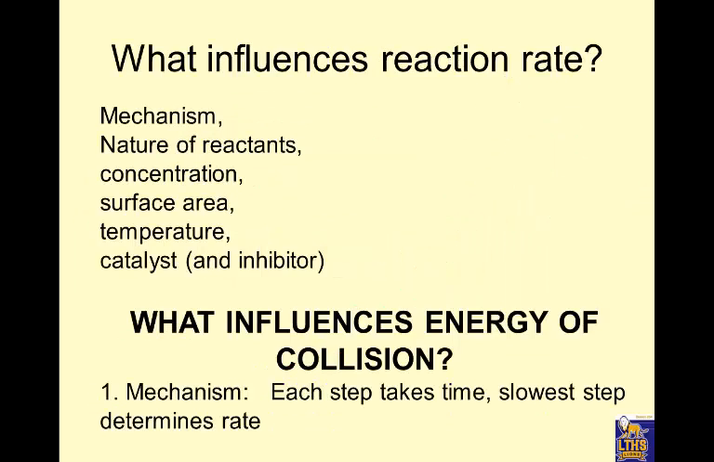So what influences the rate of reaction? Well, these 6 things can be talked about to influence the rate of a reaction. We already know that a reaction is caused by collisions that are effective. In order to be effective, they have the right energy and the right angle. So how does the mechanism influence the rate? Well, each step takes time, and the slowest one determines the rate.